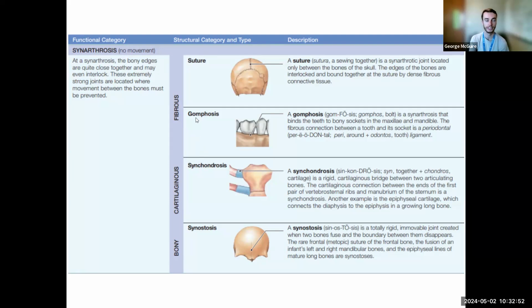And then structurally, we have all three of our different types of structural categories. So structurally, an articulation can either be fibrous, cartilaginous, or bony.